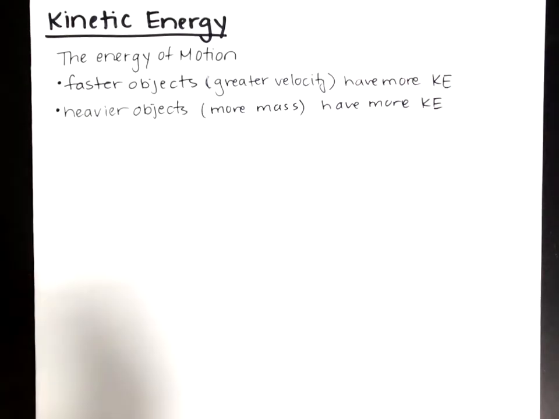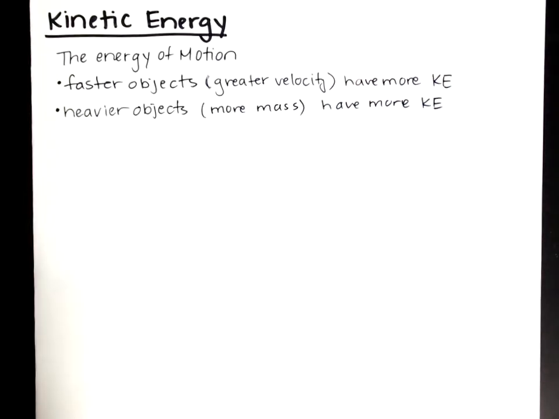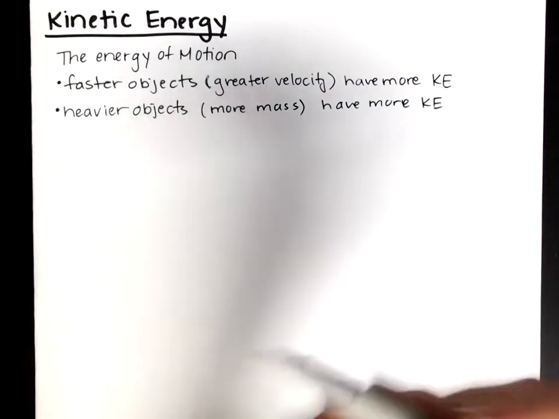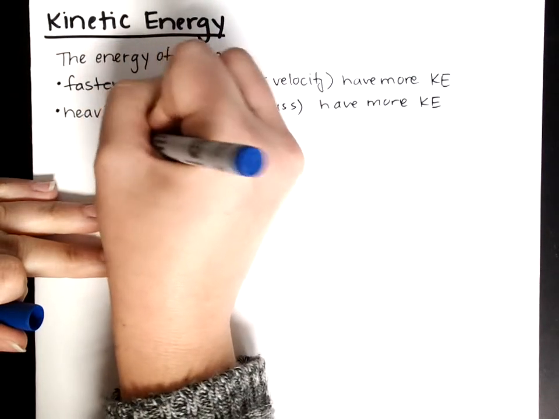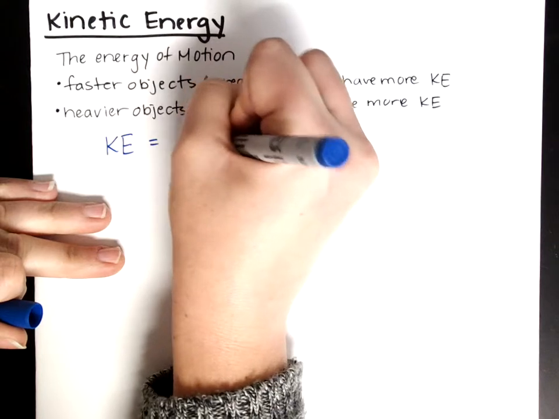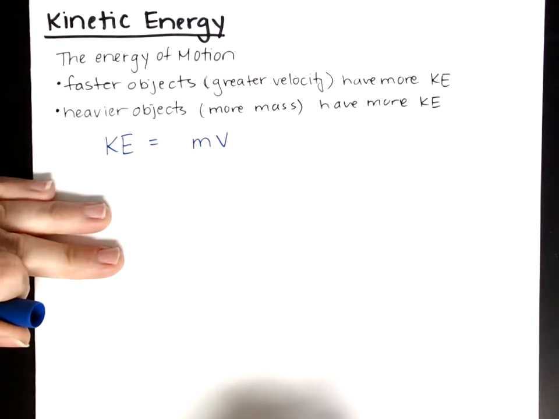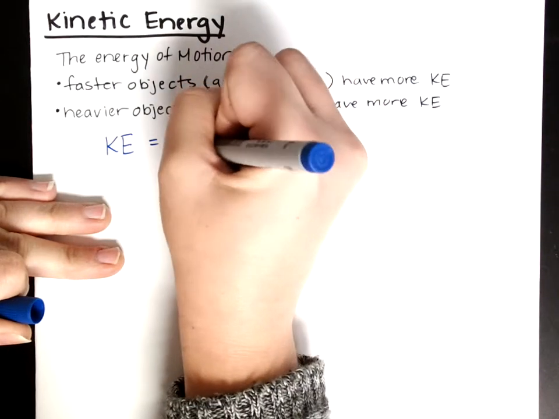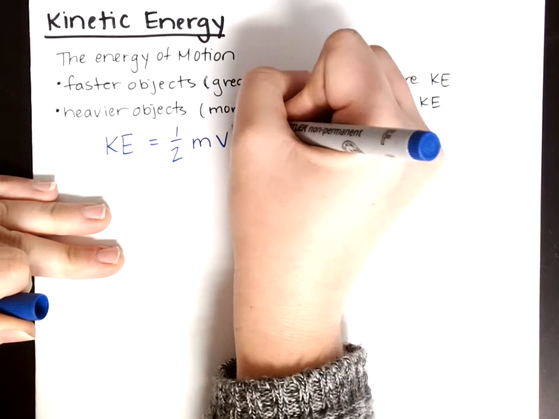So let's come up with an equation that represents what kinetic energy is. As the velocity increases, so will kinetic energy. As the mass becomes more, so will the kinetic energy. So our equation for this is a direct relationship between kinetic energy, mass, and velocity. There are two factors that you should know: it's 1/2 the mass times the velocity squared.